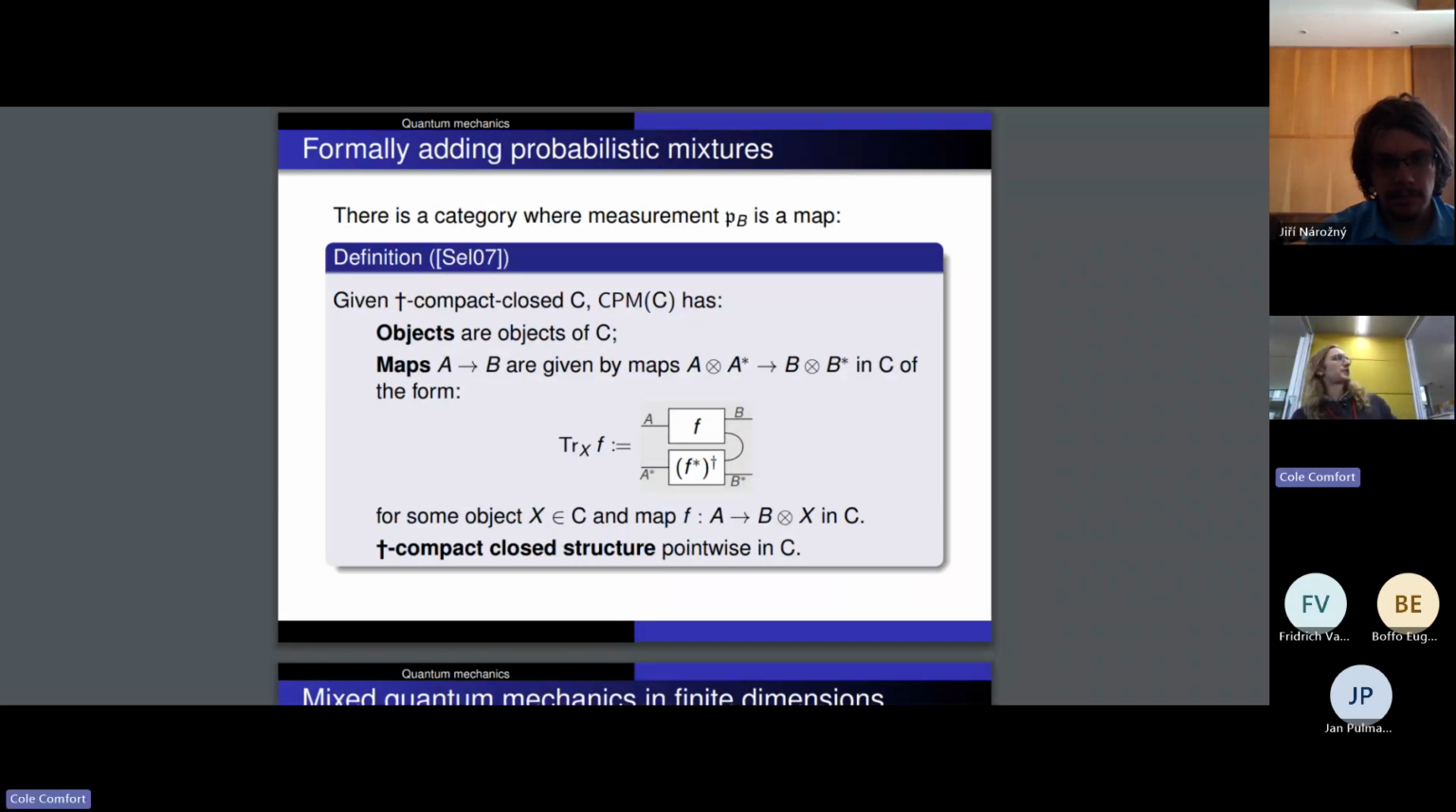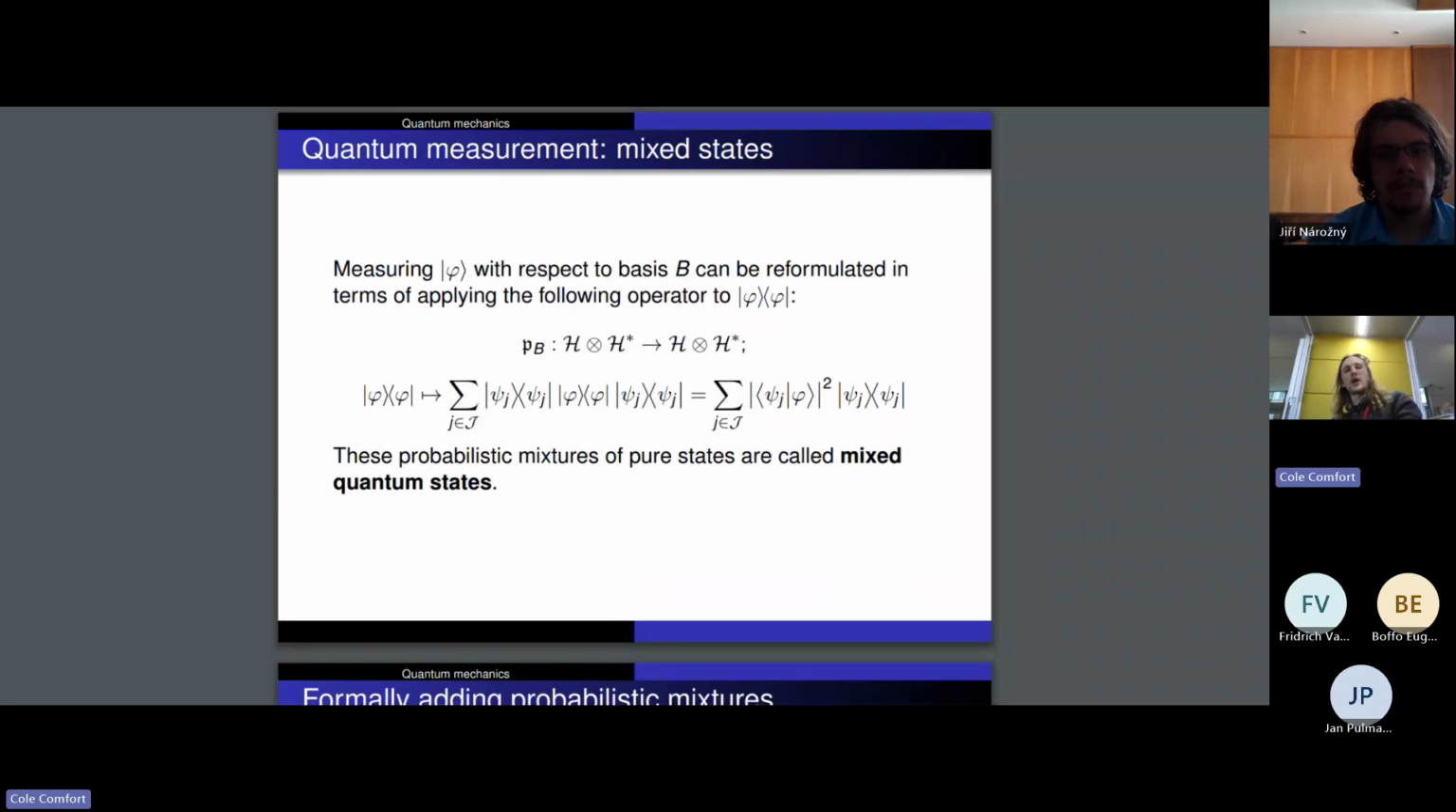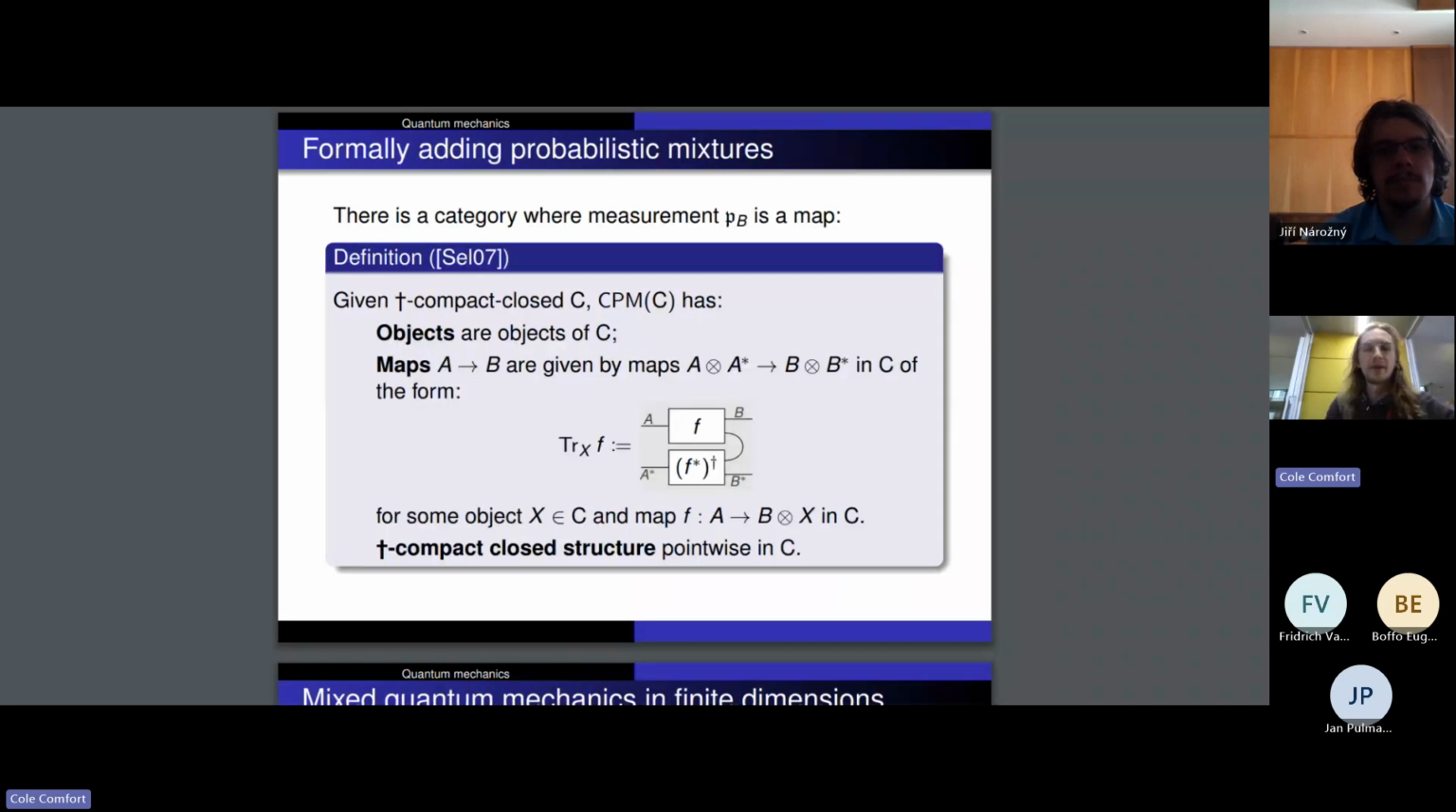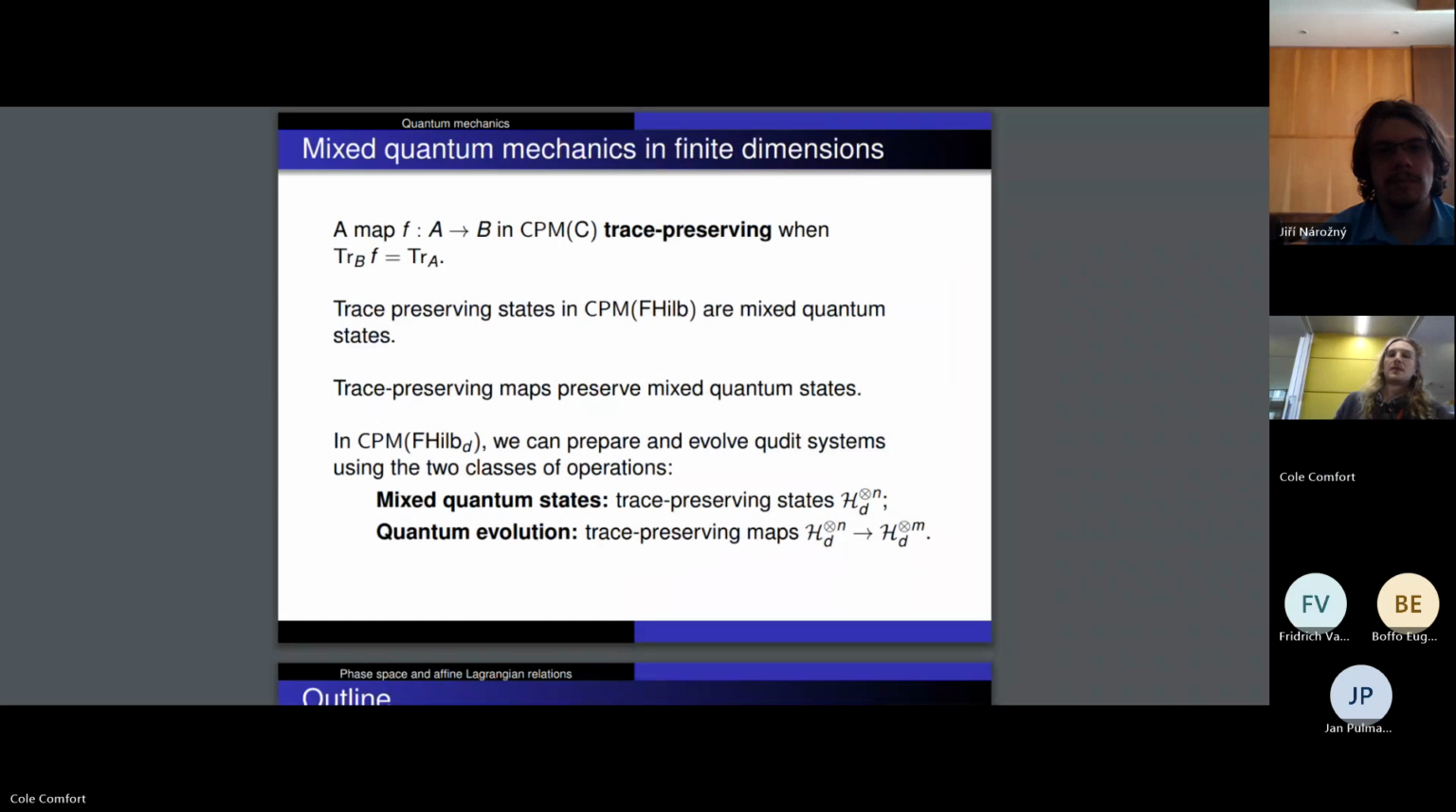And there's this general construction due to Selinger, where if you start off with a dagger compact closed category, so where you can bend the wires around and flip them around with the dagger, obeying certain coherence laws, then you get a new category, which is called CPM of the original category. And the idea is it has the same objects, but now maps are given by, you take your map in your original category, and then you bend one of the wires around, and then you compose it with the conjugate. And this is a dagger compact closed category. And the whole purpose of doing this is because this way that I've stated measurement now becomes a morphism in this category.